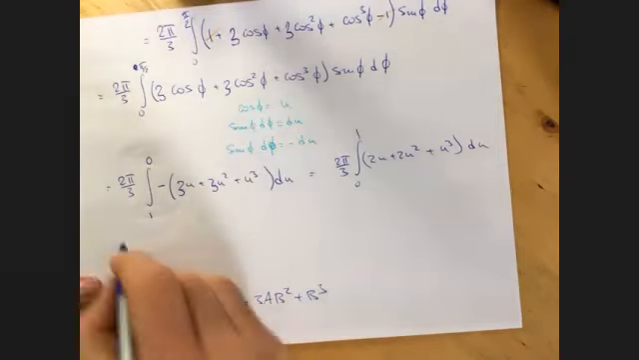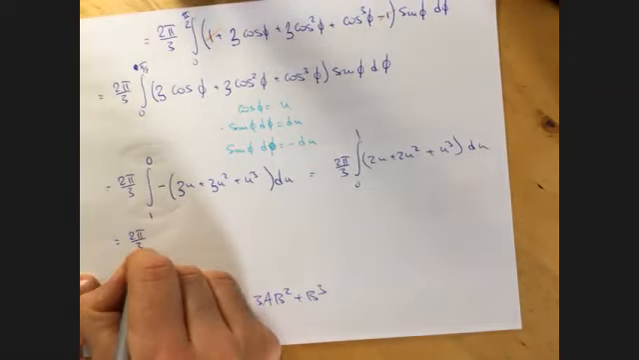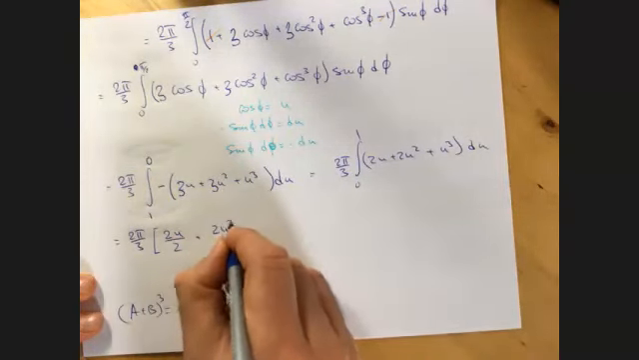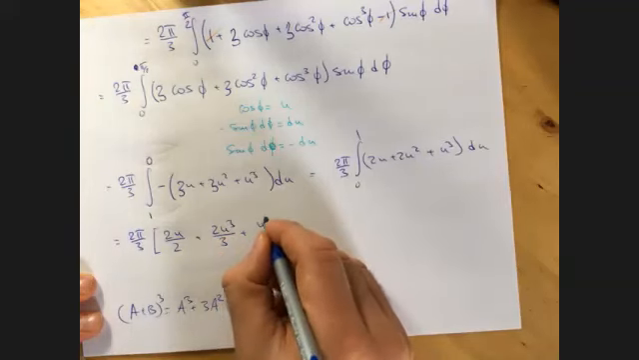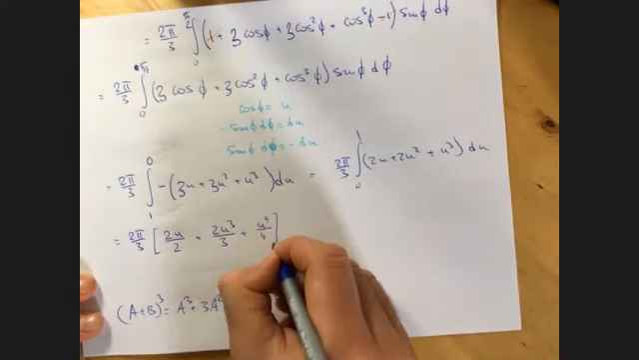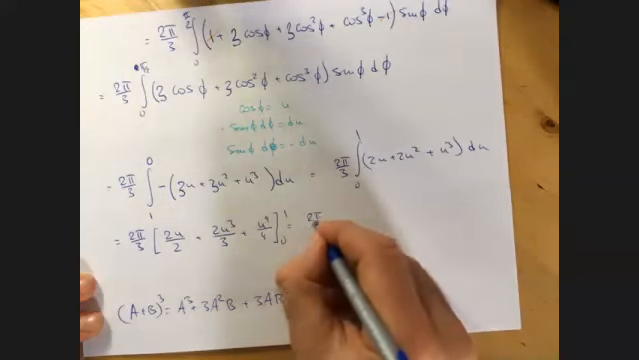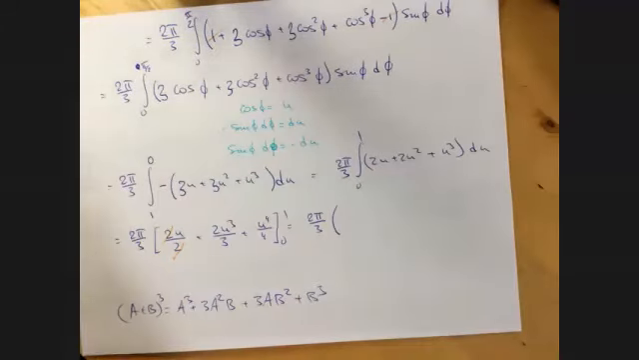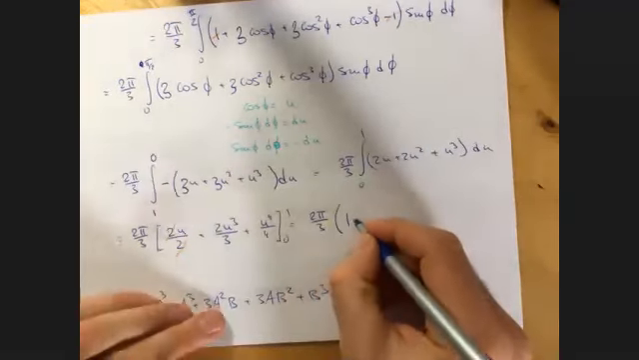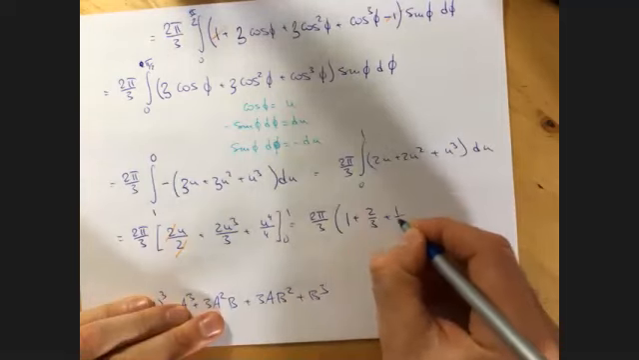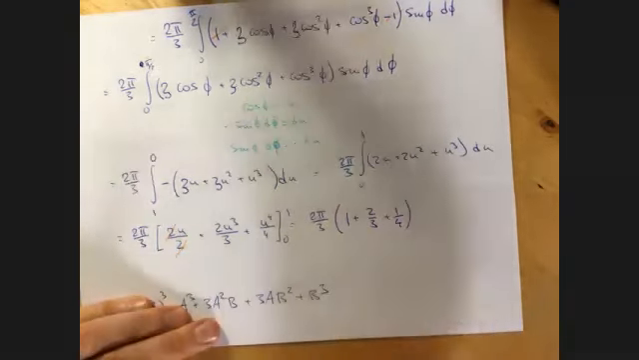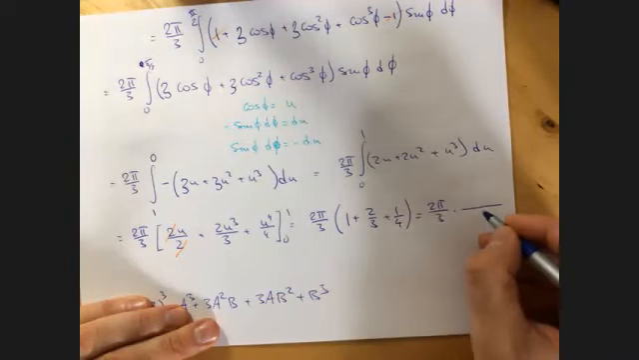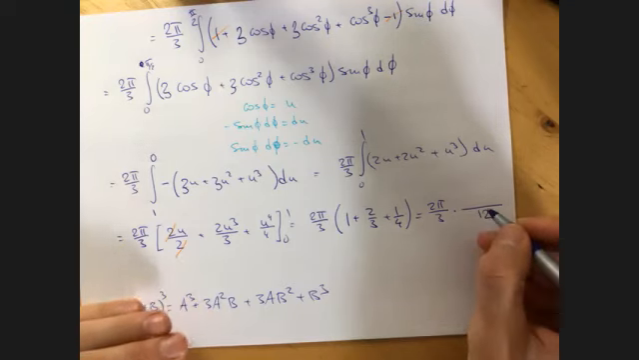And then just let's finish this problem. 2 pi over 3 times 2u over 2 plus 2u cubed over 3 plus u to power 4 over 4, evaluated from 0 to 1. It's 2 pi over 3 times, plug 1, you get 1 plus 2 over 3 plus 1 quarter minus 0 everywhere. And we are finally done, I hope.